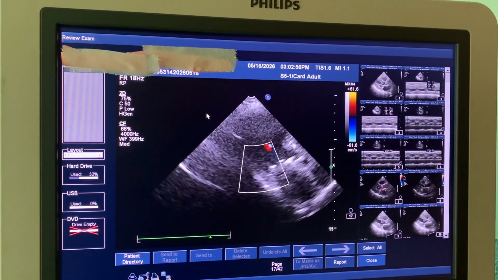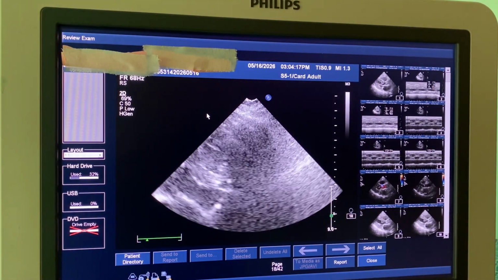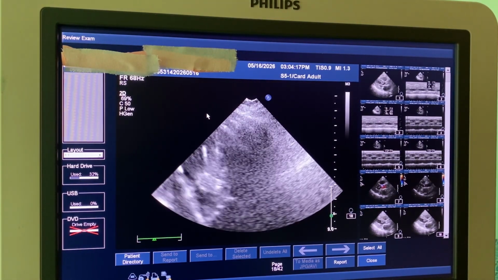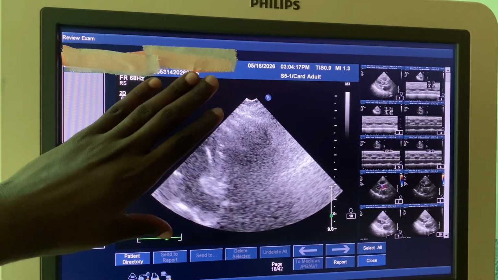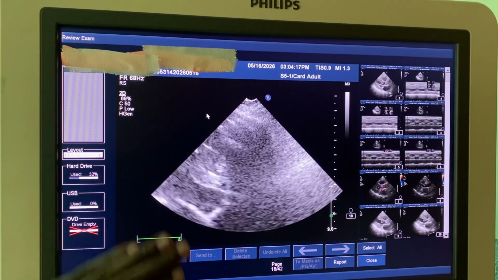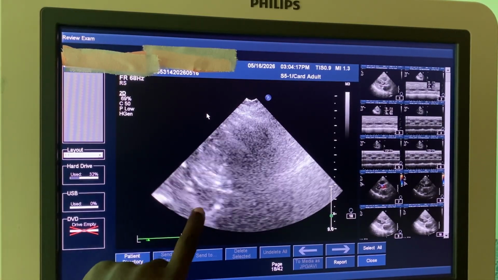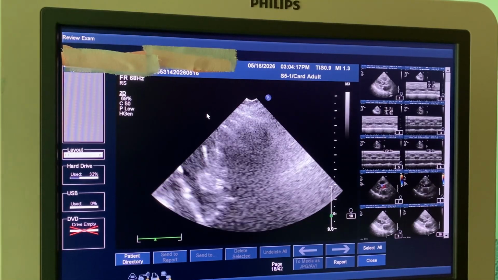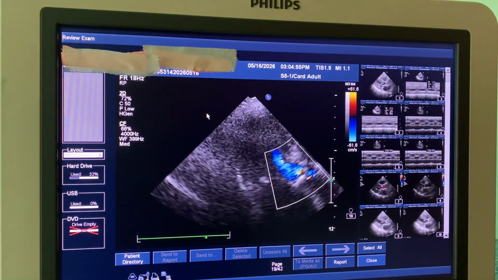There is no regurgitation on the mitral valve. If you are not sure in one view, you have to change to another view. Here, this is the apical long axis, 3-chamber view, zoomed for measurement of the LVOT. We shall come back to it. We zoomed for measuring the LVOT.